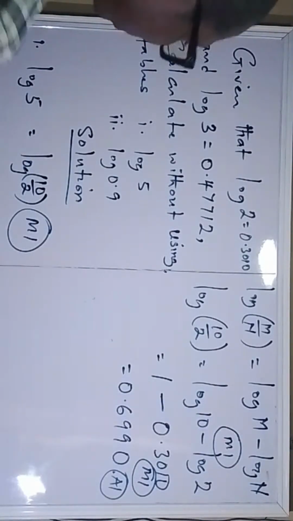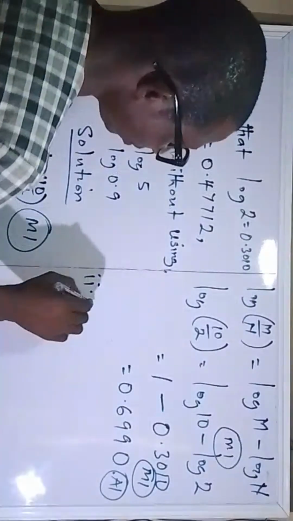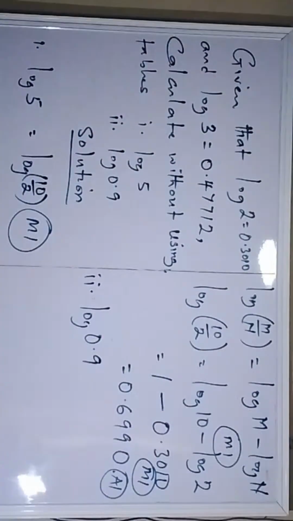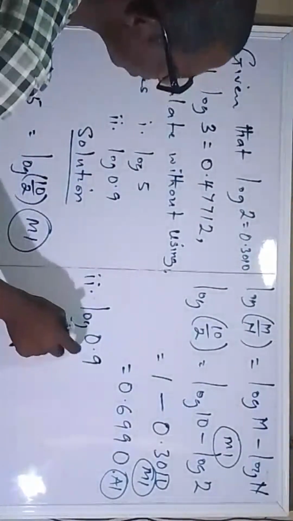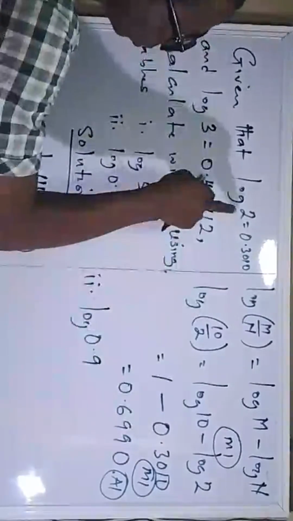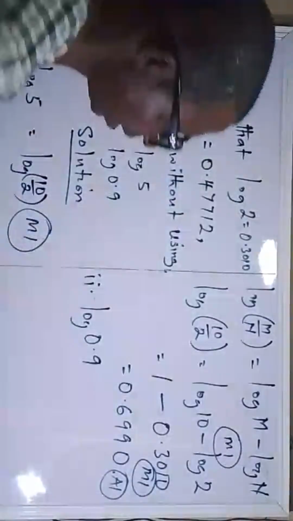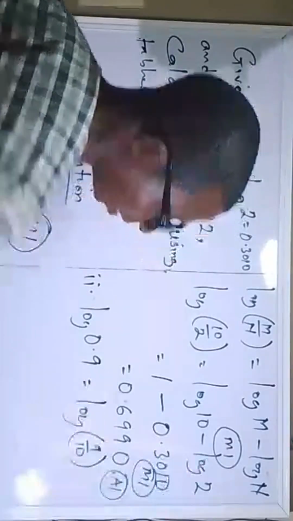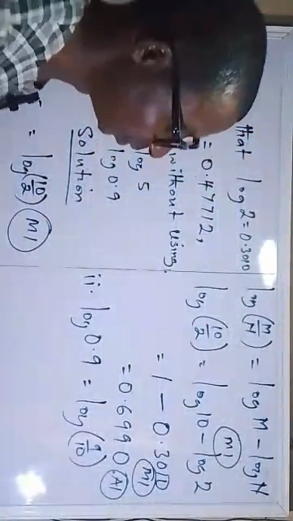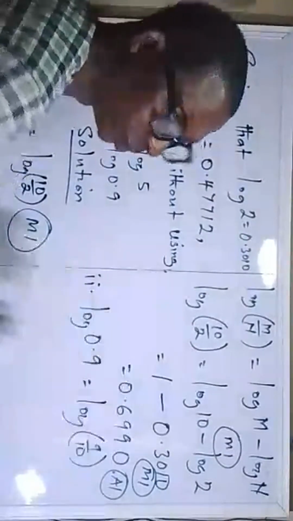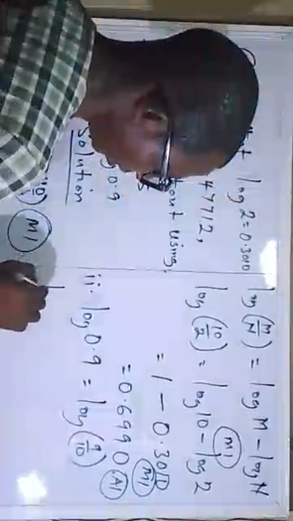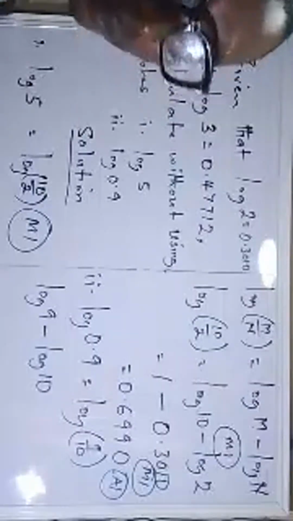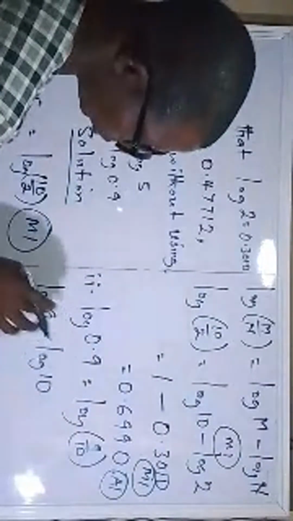Now let's look at the second part. Log of 0.9. Don't forget, I must express this in terms of 10 or 2 and 3. So now this is going to give me log of 9/10. So can you see that? So 9/10. So I know I can get 3 from 9. So this will now give log of 9 minus log of 10. Okay, so I already know this one is 1. So I need to work on this.